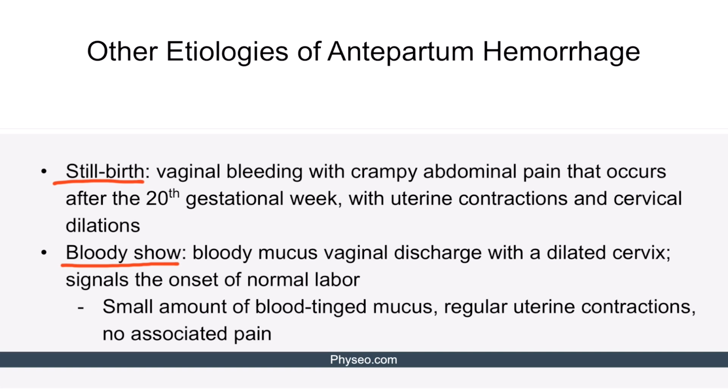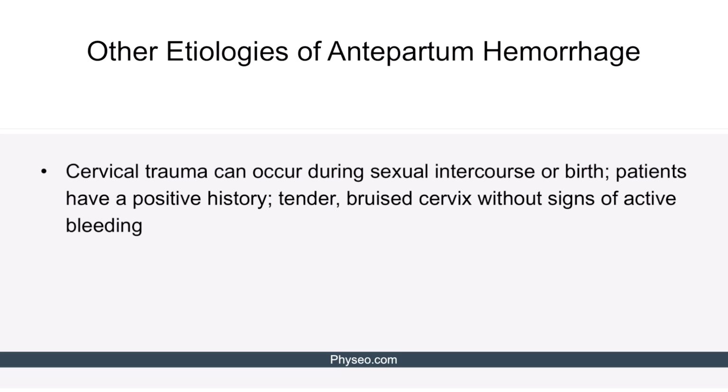Important features of bloody show include the presence of a small amount of blood-tinged mucus, regular uterine contractions, and the absence of pain. The other etiology of antepartum hemorrhage is the non-obstetric causes, which I discussed earlier, so cervical trauma. This can occur during sexual intercourse or birth. Patients typically have a positive history of a possible inciting event. Exam will reveal a tender, bruised cervix without signs of active bleeding.